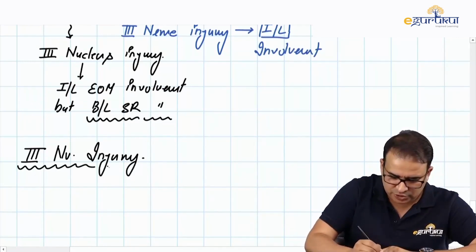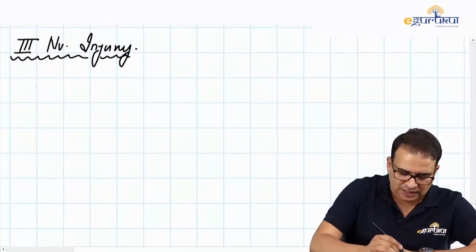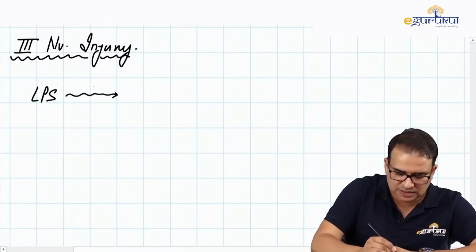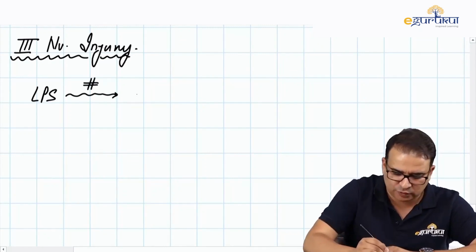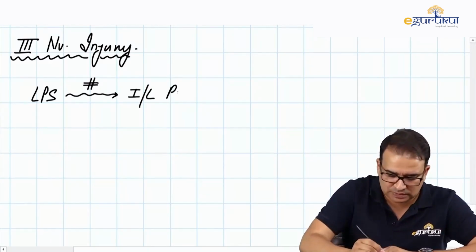If there is a third nerve injury, let's take the important muscle supplied by the third nerve and that will get the answer to us. Obviously LPS is gone. So if levator palpebrae superioris muscle is involved, there will be ptosis. And ptosis of what side? Ipsilateral. If right side third nerve is gone, right side LPS is gone. So it will be ipsilateral ptosis.